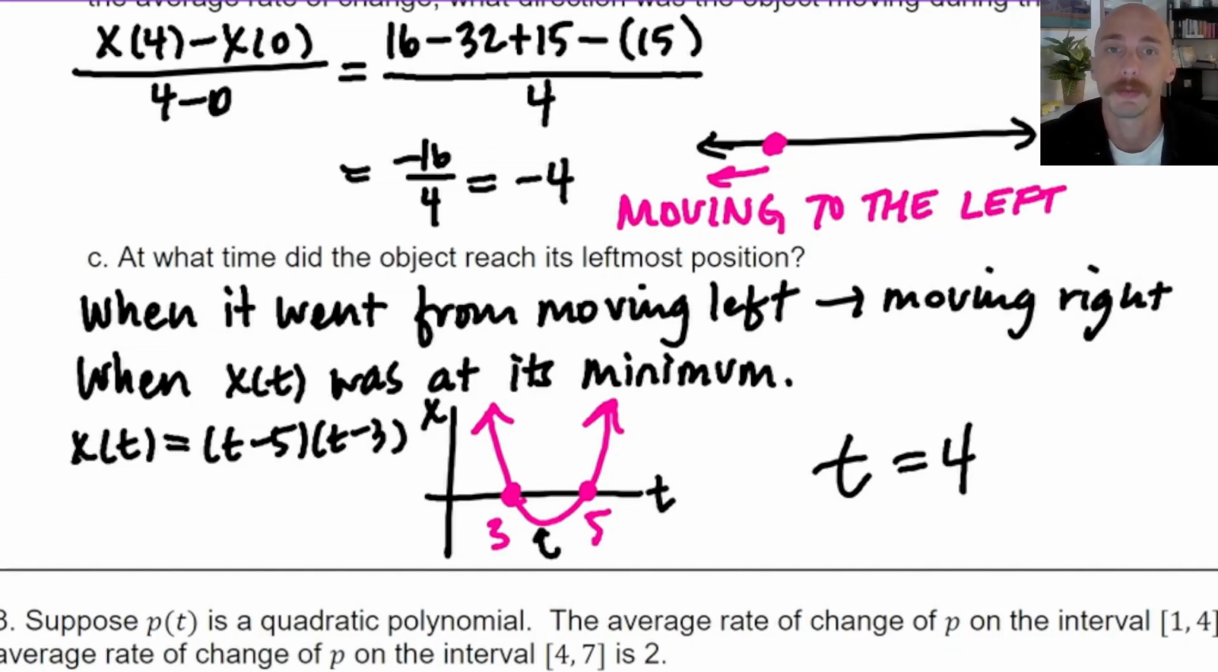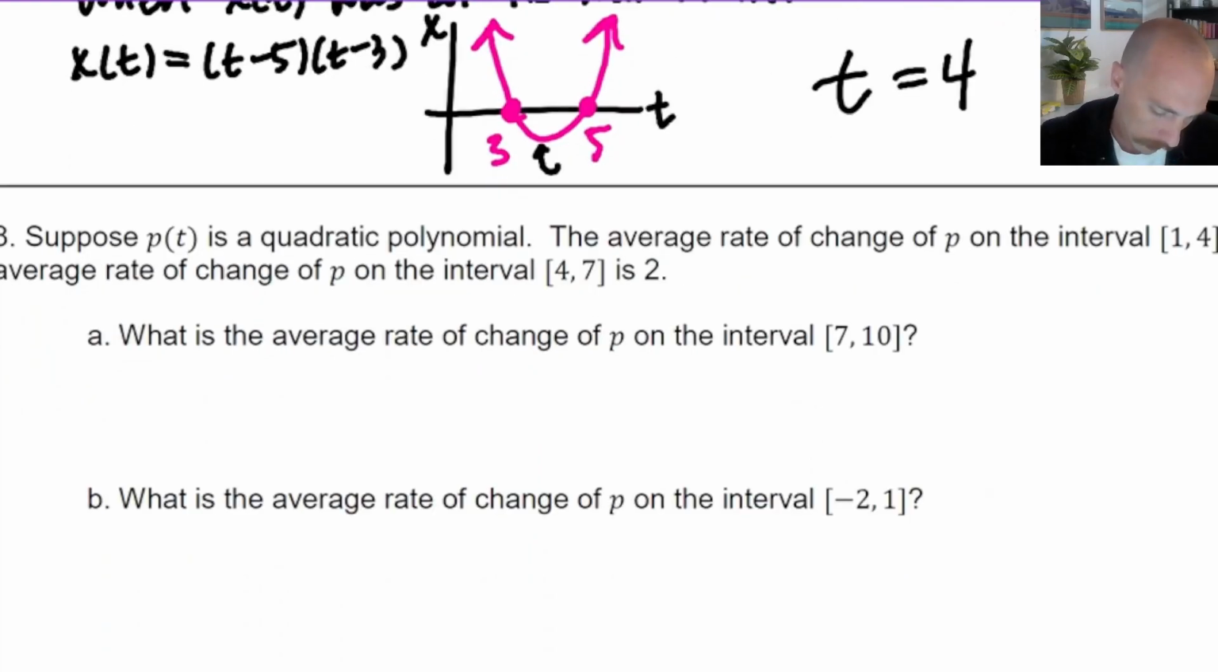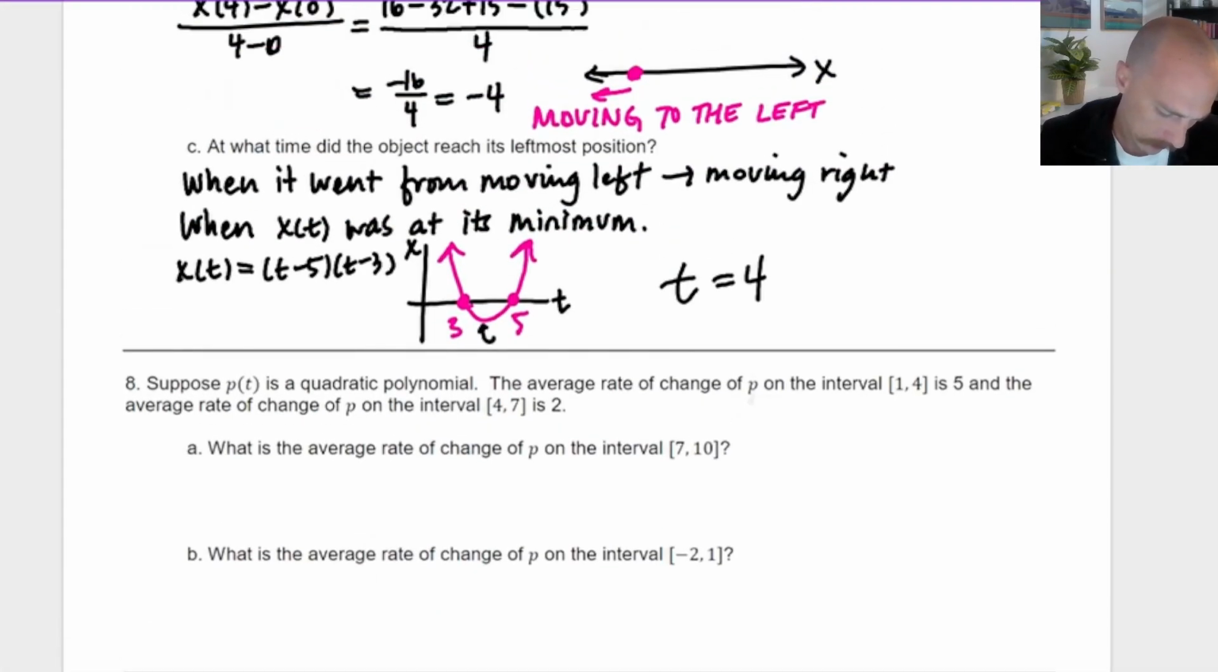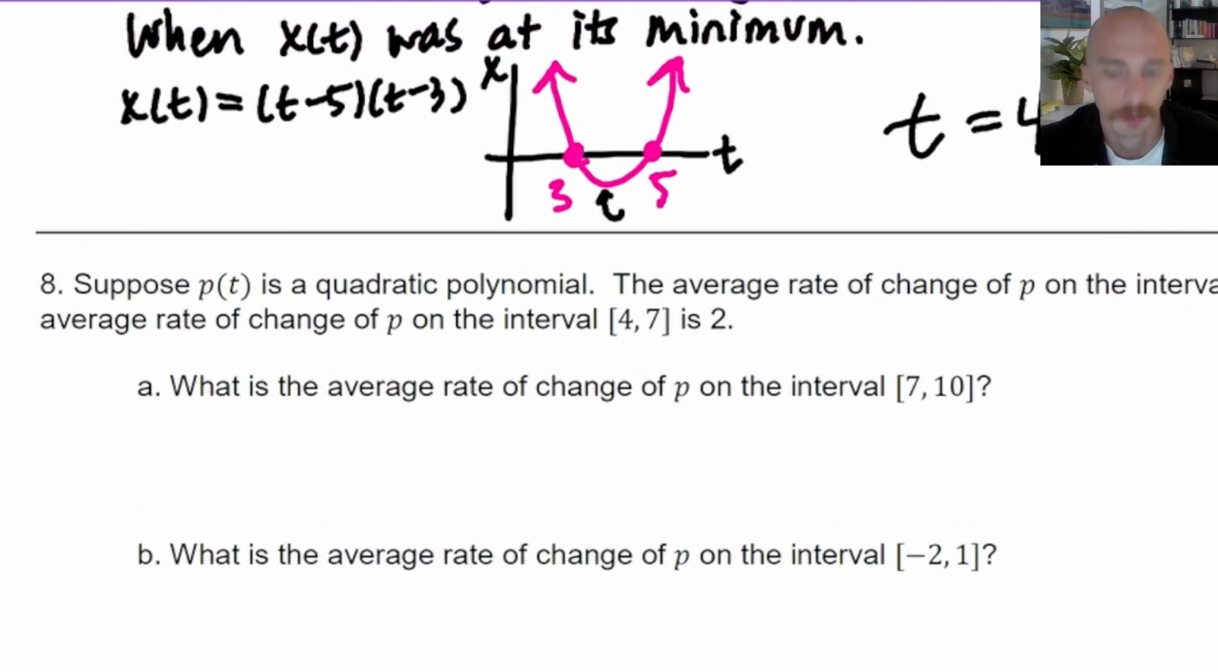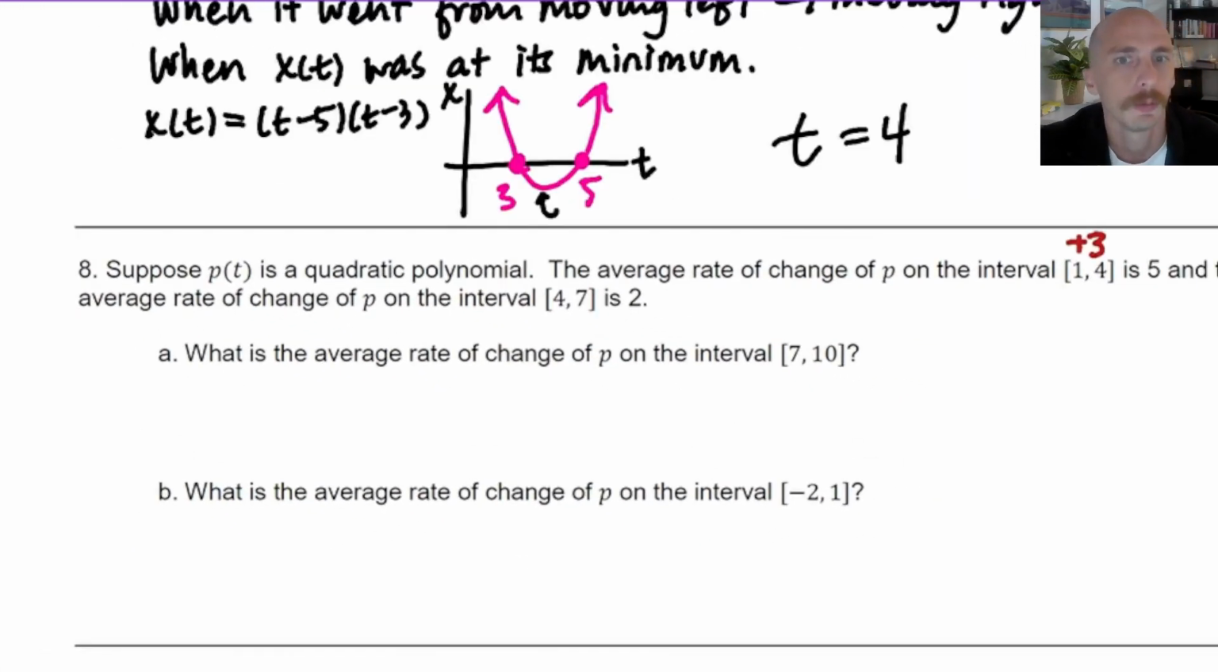If you're good with computing the average rates of change like we have been throughout this whole homework and looking at linear versus quadratic on the tables, that's all we really need. All right, so I think that we're getting to the end of this homework here. Suppose p of t is quadratic. Average rate of change of p on the interval 1 to 4 is 5, and on the interval 4 to 7 is 2. All right, so we need to notice that both of these have a width of 3 in x, and I wrote that and you just could not see it. That'd be a little better. So increasing by 3 over there, increasing by 3 over there.